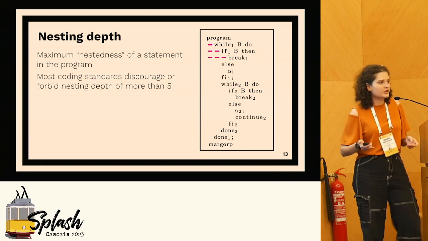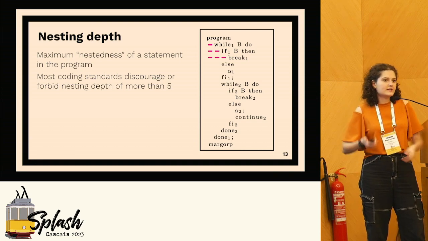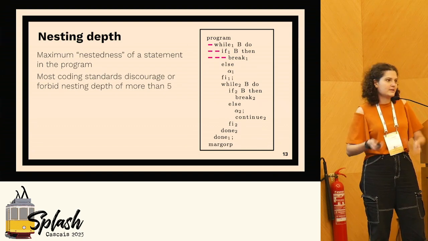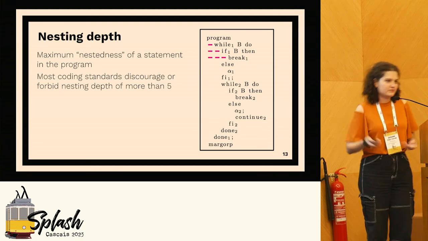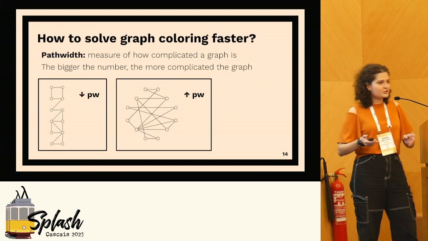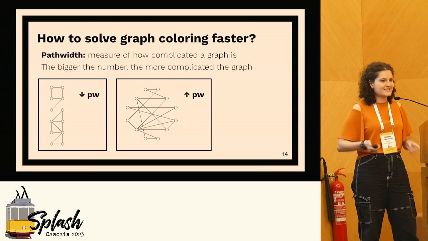Your nesting depth should not be too high. Most coding standards actually discourage high nesting depth or just fully forbid it, because it makes programs not very readable and generally not very efficient as well. Okay, now that we have our control flow graphs, we need to find how to solve graph coloring faster sometimes.